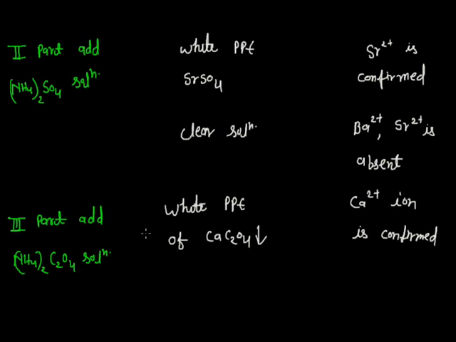So, by following this scheme, we can identify one by one whether our salt contains barium plus 2, strontium plus 2, or calcium plus 2. For that, we can also use the flame test discussed earlier. So, by using the flame test or chemical test, we are confirming the fifth group radicals one by one.